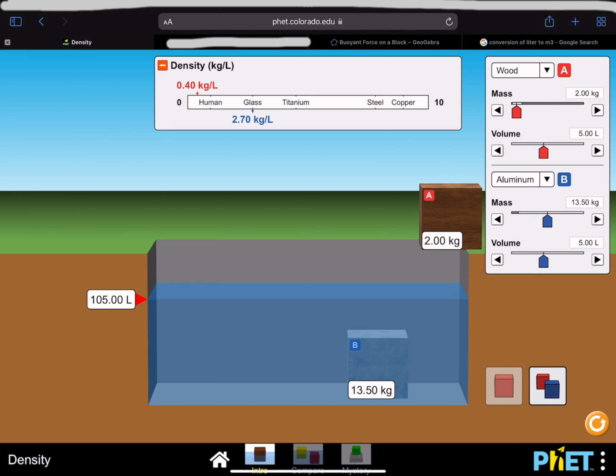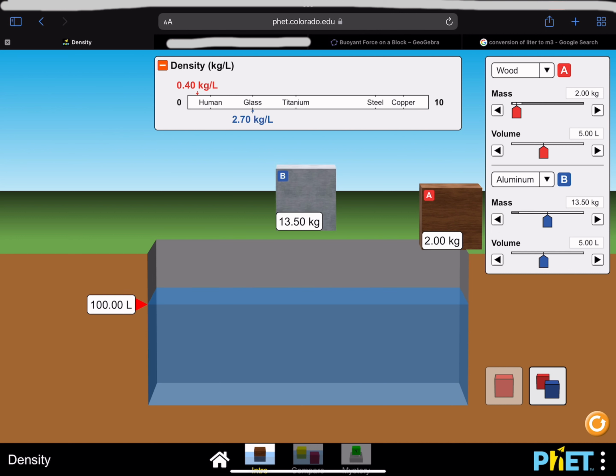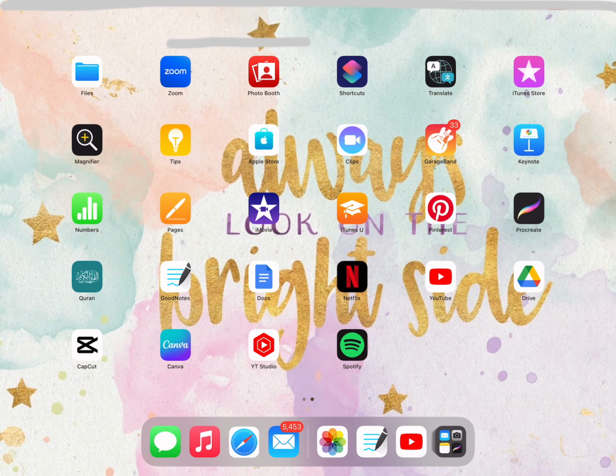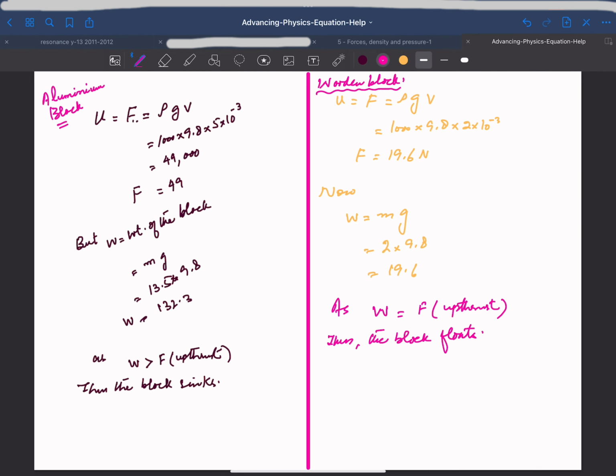Okay dear, here we have another example in which we have an aluminium block. This aluminium block has a mass of 13.50 kg, and when we put this block into the tank, the volume displaced, as you can see, is 5 liter, which in meter cube is 0.005 meter cube. So the calculation is here: the upthrust is rho g V. So 1000 is the density of the liquid, 9.8 is the value of g, and here you have the fluid displaced.